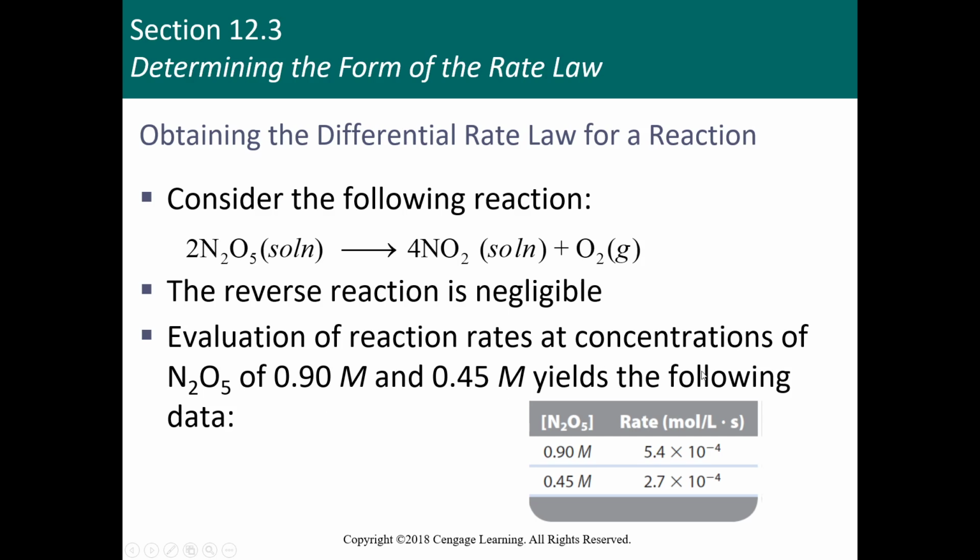So the evaluation of reaction rates at concentrations of N2O5 of 0.9 molarity and 0.45 molarity would yield the following data. What we see is at 0.9 molarity, the rate would be 5.4 times 10 to the negative fourth. At 0.45, we see that is 2.7 times 10 to the negative fourth. You will notice that in this case, at half concentration, we're seeing half the rate.